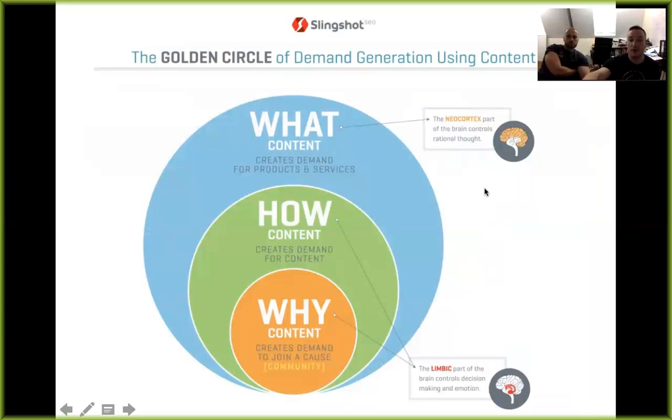But people don't buy what you do, they buy why. So we need to start communicating and selling the end result and getting people to join a cause or a community. And this is all Simon Sinek stuff, Start With Why. What he talks about is the limbic part of the brain is what controls all your decision making and emotion. So if you sell to that part of the brain, you will get much better buy-in, plus price goes out the window.